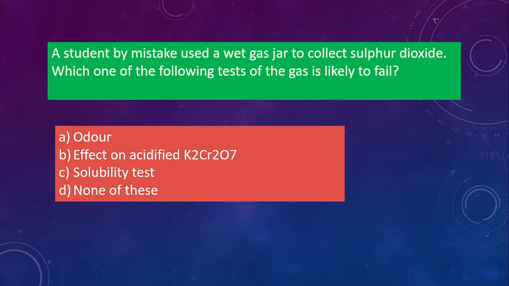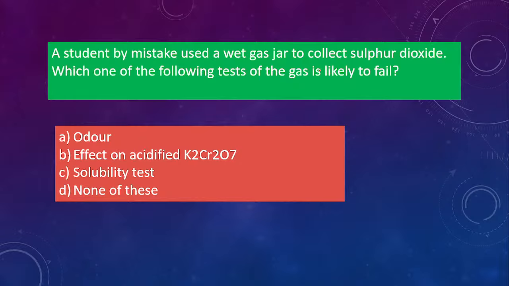For this question, is it odor? Is it the effect on acidified K2Cr2O7? Will you take that test? Or option C, solubility test, or option D, none of these. These are all four tests. Out of this, which one will fail for the sulfur dioxide test? So what will be the answer?